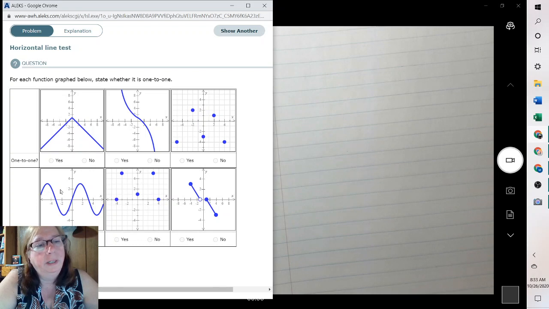This one I can hit 1, 2, 3, 4 points on the line. So it is no. Here's another one where we can hit 2 here at 0 and 2 here at 5. So it is no. This one, notice this one here, because of this open circle, it is one-to-one. So this would be yes. So 2 yeses, 4 no's.